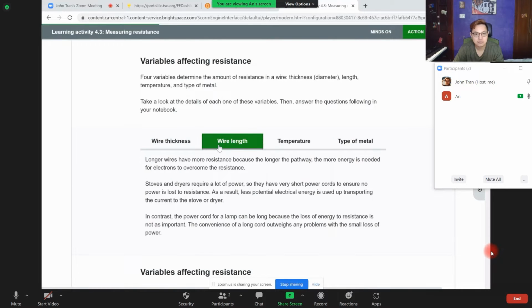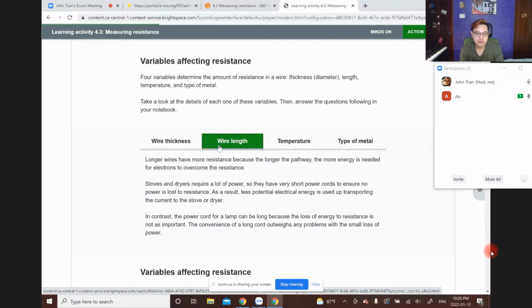The more energy is needed for electrons to overcome the resistance. Longer and thinner wires mean more resistance. Just imagine, it's like the army. Your electrons are your soldiers. You don't want them to go a long way to the front, a long way to fight the war. So longer wire, longer path, more resistance, because the soldiers are going to get tired, right? Think about it.